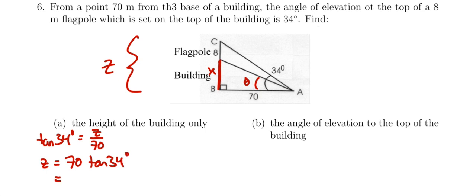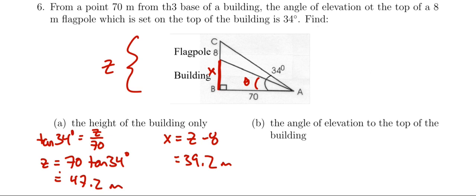I just go to my calculator, 70 times the tangent of 34, and I will get 47.2 meters. Okay, now that's Z here. So for me to get X, X is going to be Z minus 8. So I'm going to leave that number in my calculator and just press subtract 8 so that I'm using the entire decimal. I'm not going to introduce any rounding errors too soon here. And this will be rounded to the nearest tenth, 39.2 meters.